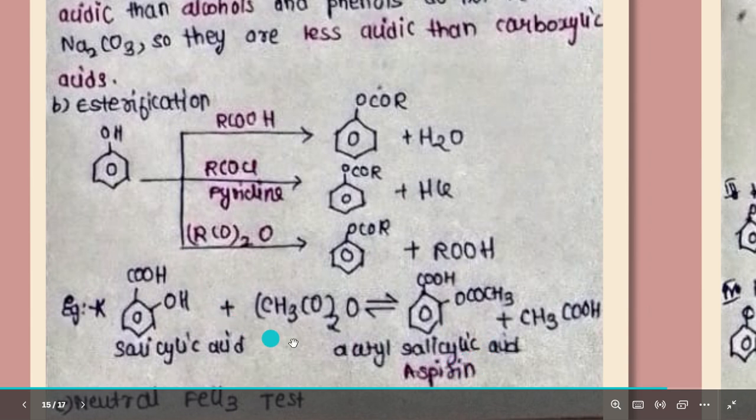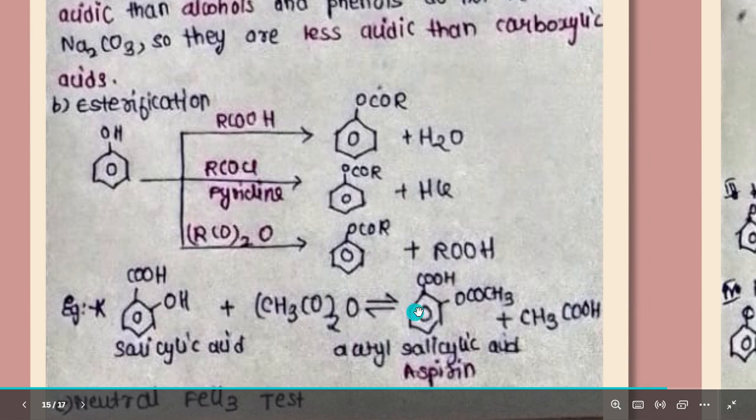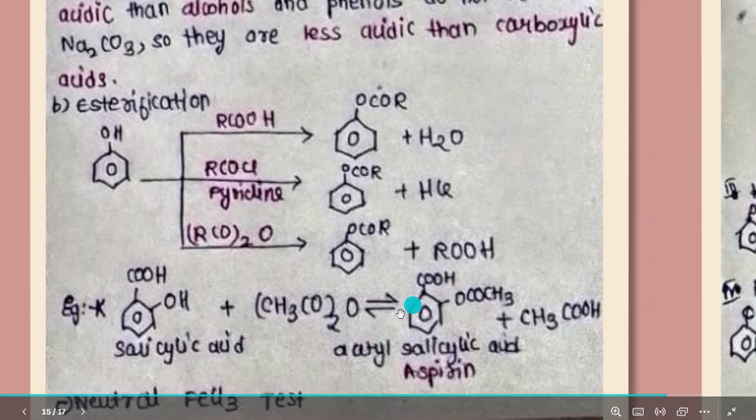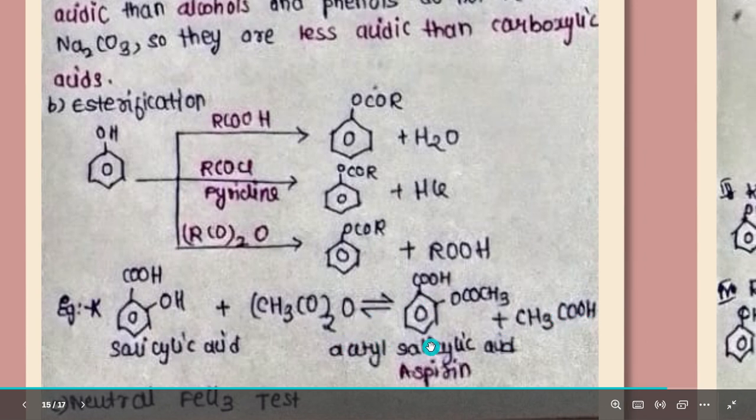This is a very very important reaction because it is having a named product which is aspirin, right? So this will give me acetyl salicylic acid. Why? Because here acetyl group is present to this benzene ring with COOH, right? So acetyl salicylic acid plus CH3COOH, and this acetyl salicylic acid is known as aspirin.